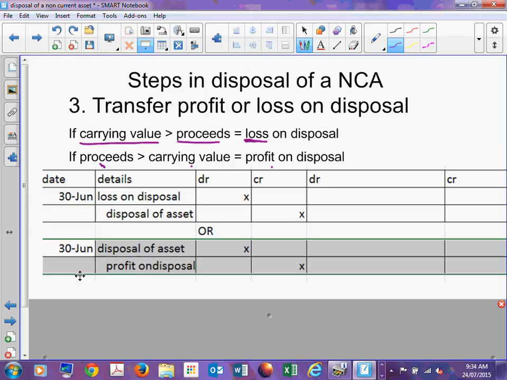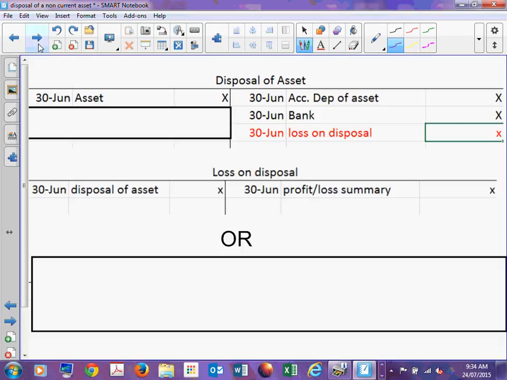Alright, so that's how we record it. How it looks in the ledger, all you need to do, and you can add this to the one you had before, the disposal of asset account. First of all, let's deal with if it was a loss. The entries, if it was a loss, were debit disposal, credit loss on disposal. So that's the entries that match up there.